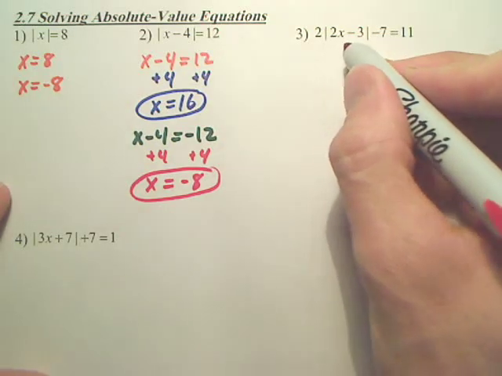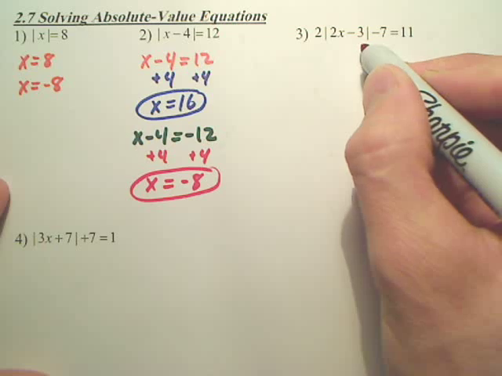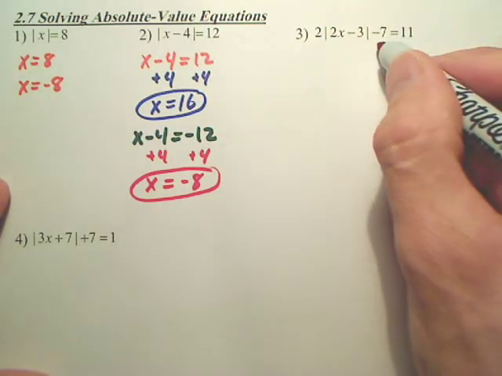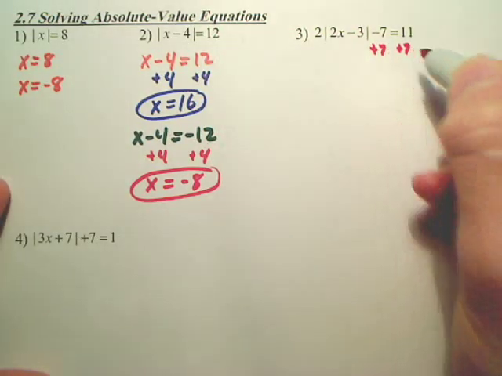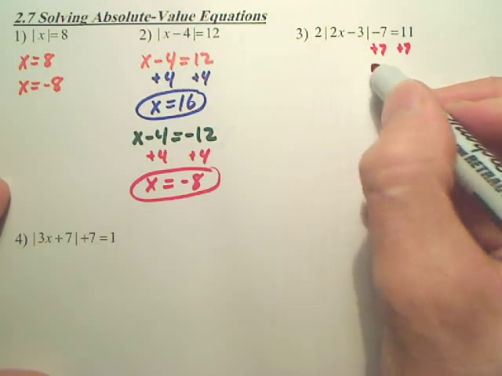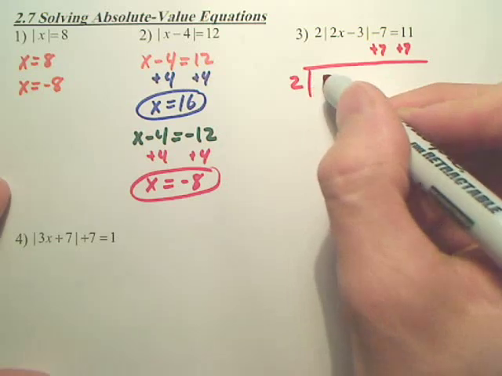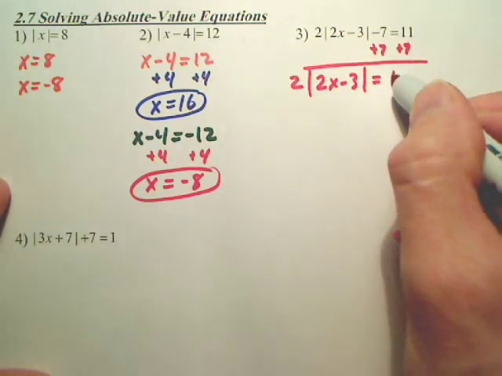Now, the first problem on 3 is you need to get the absolute values by itself. So in order to get this absolute value by itself, or I call it isolate the absolute values, you first need to get rid of this 7. So you're going to add 7 to both sides. Okay. I now have 2, absolute value of 2x minus 3 equals 18.